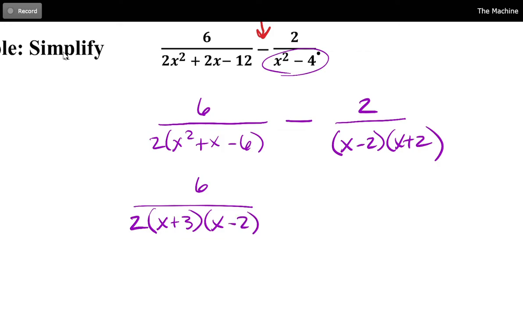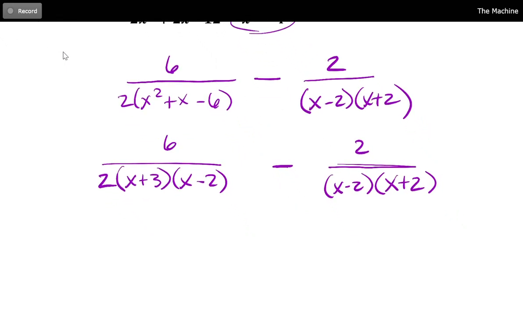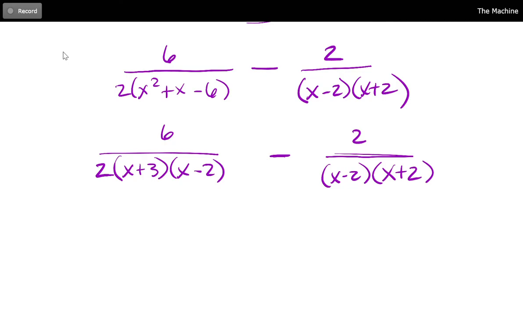Okay, now subtract from that. I'm leaving myself a little bit of space. You'll see why here in a minute. Subtract from that 2 divided by x minus 2 and x plus 2, because I was finished on the right hand side. Now, common denominator, and I'm going to write it all over one fraction, and I suggest that you do the same.